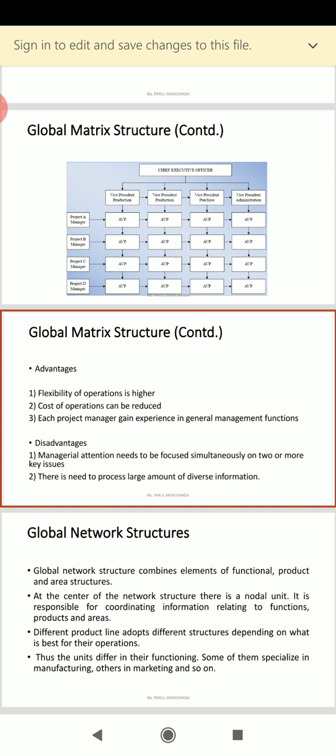There's a lack of accountability due to overlapping responsibilities. You might tend to be confused, like whom am I actually accountable to, whose orders are more important to me. So that might create a confusion and a conflict kind of a situation between the functional heads and the project heads. And also, if we talk about duplication of activities, that is a concern because functions and projects are overlapping. And I hope this particular organization structure, that is the global matrix structure, is clear to you. Now next which we would proceed will be the global network structure.